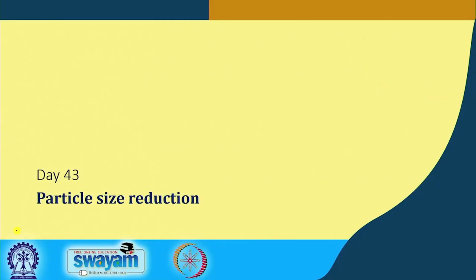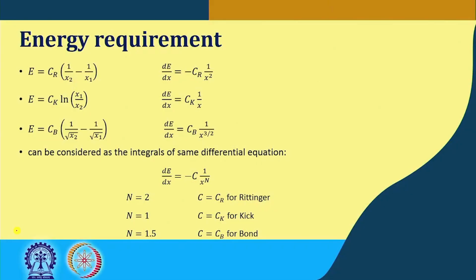So, we were discussing the fundamentals of particle size reduction and the associated laws that deal with the energy requirement for this size reduction. So, we have seen three laws in chronological order: Rittinger's law, Kick's law and Bond's law. These three are again summarized in the slide.